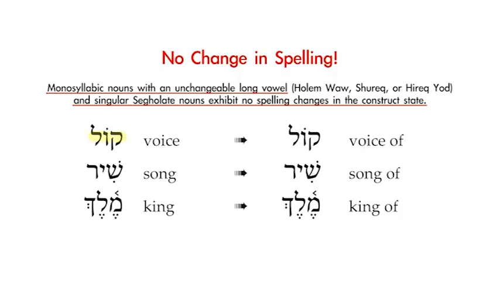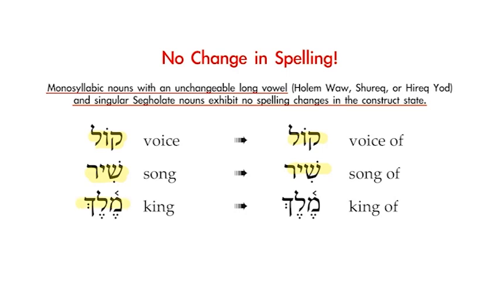In the first two examples, we have monosyllabic nouns, or just nouns with one syllable, and the vowel in that syllable is an unchangeable long vowel. So for qol, it's holem vav, and for shir, it's hireq yod. And those vowels, because they're unchangeable long vowels, they resist reduction in the construct state. So they're spelled the same way in the construct, qol or shir, voice of or song of.